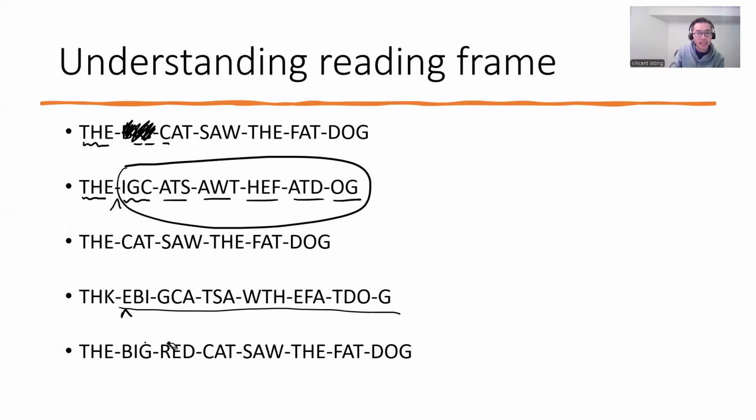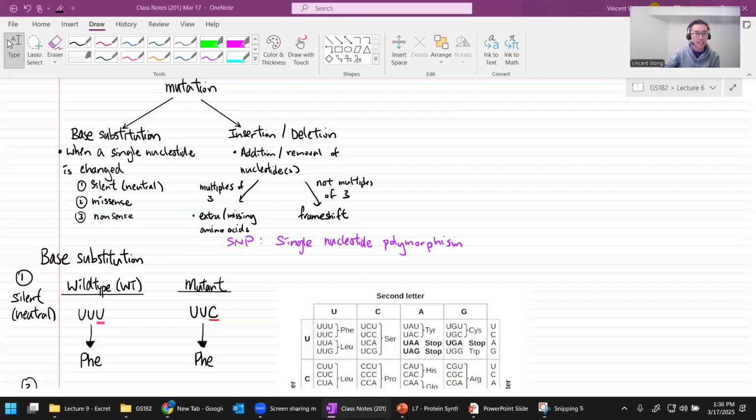Over here, we're adding an extra 3 letters. Now we have an extra word, but again, the sentence structure is maintained. So that's what I mean by the reading frame. If you maintain the same reading frame, then it's usually less problematic. If you do not maintain the reading frame, then you're going to have what's called a frame shift mutation.